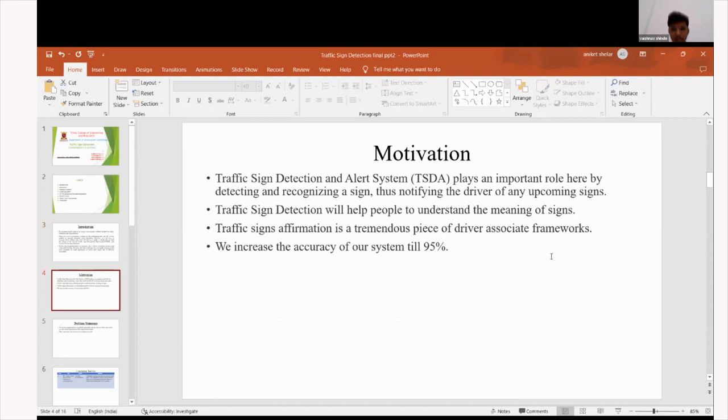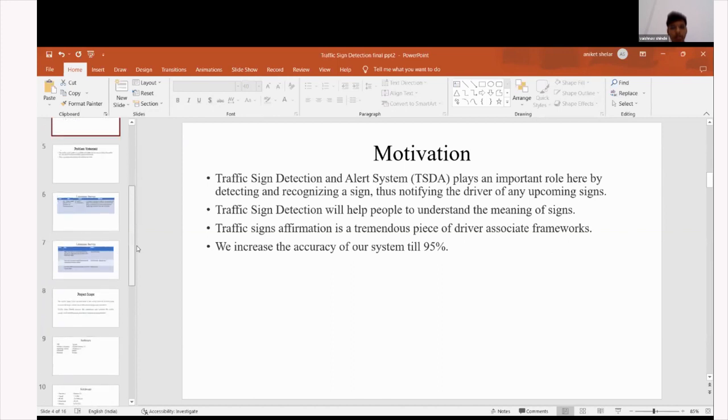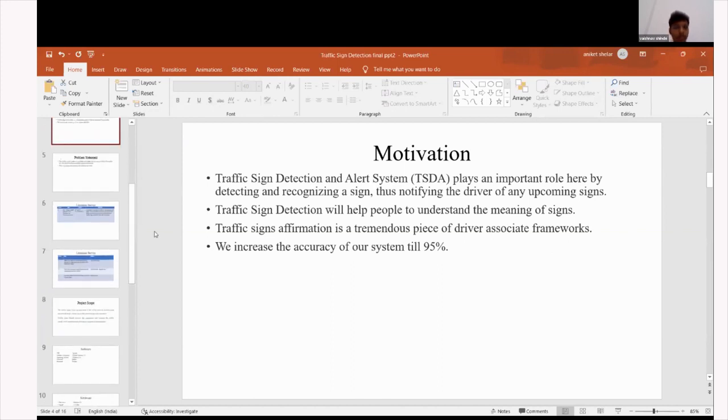Next topic is the motivation of our project. A traffic sign detection and alert system plays an important role here by detecting and recognizing a sign, thus notifying the driver of any upcoming signs. Traffic sign detection will help people to understand the meaning of signs. We increase the accuracy of our system up to 95% and more.